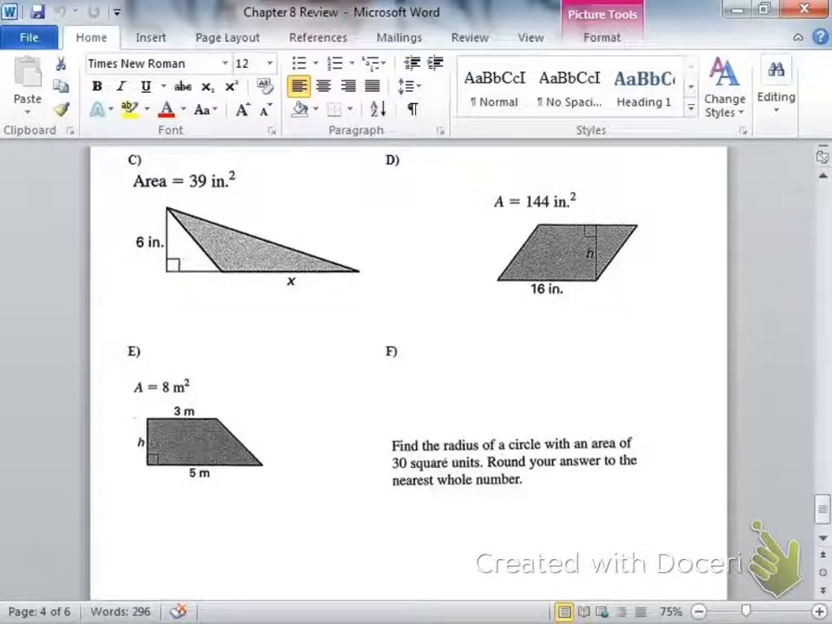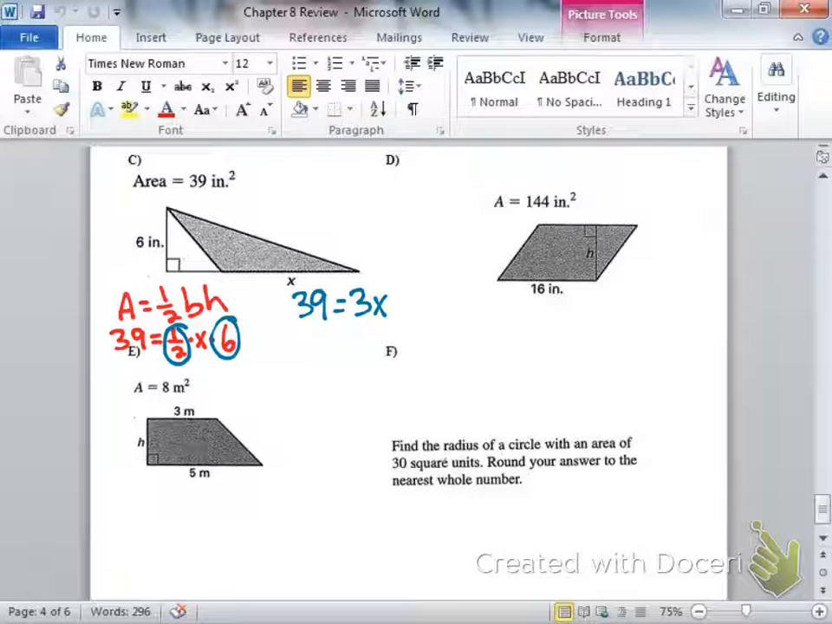Easy. Any questions? Alright, C, we're looking at a triangle, so we're using the formula for area of a triangle. Plug in the parts you know. So I know that the area is 39. The 1/2 part stays the same. I don't know the base. They're calling it x, so I'll call it x. But I know that the height is 6. Now this is a little bit tricky, but you can just do the multiplication here. You can do 1/2 times 6. That gives you 3. So 39 equals 3x. And then when you divide both sides by 3, what do you get x to equal?